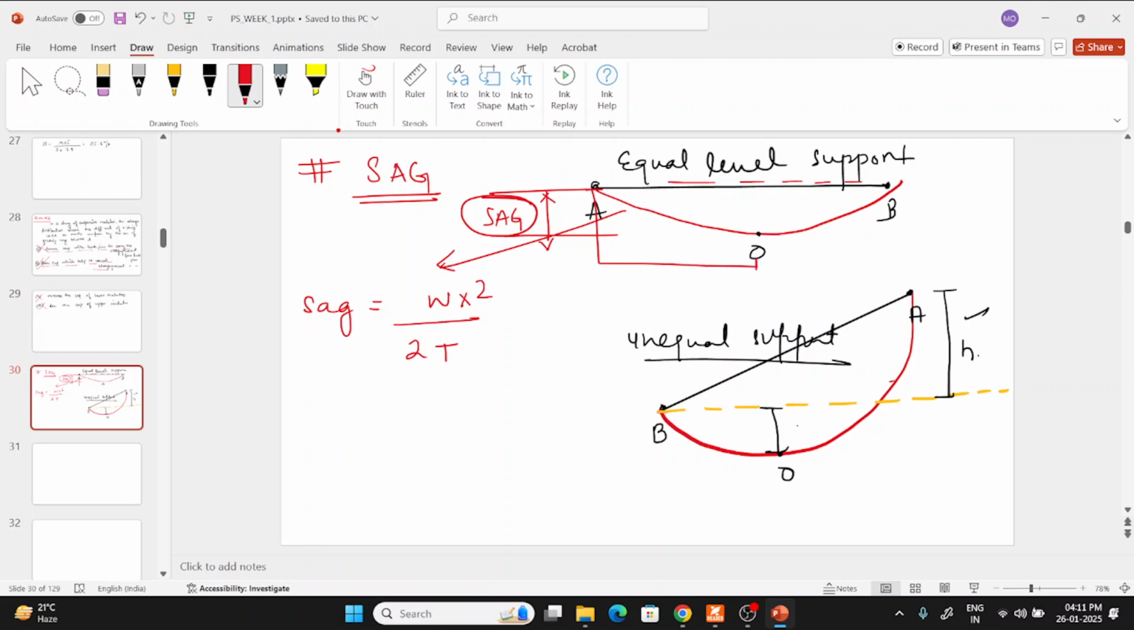This is L by 2. L is the span length. W is the weight of the conductor per unit length. T is the tension in the conductor.